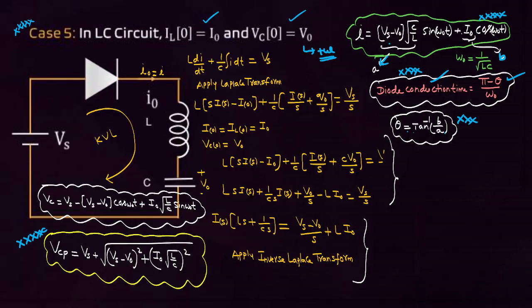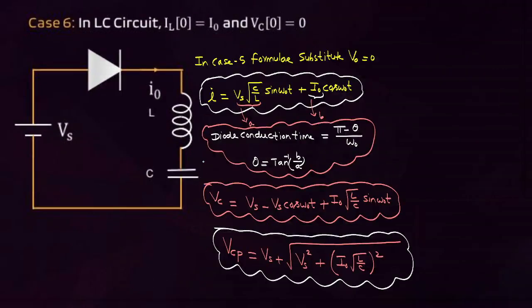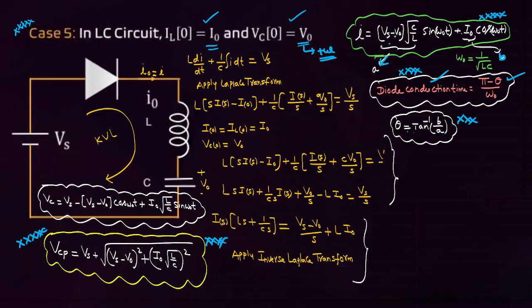For this case, what is the peak voltage across the capacitor? Vs plus the square root of (Vs minus V naught) whole square plus (I naught into square root L by C) whole square. Because I naught is given, we can use this expression. This is with the assumption of initial current in the inductor I naught and initial voltage across the capacitor being positive. If the initial voltage across the capacitor is negative, then you have to take the plus here, and here also you take the plus. I am leaving that condition for you.